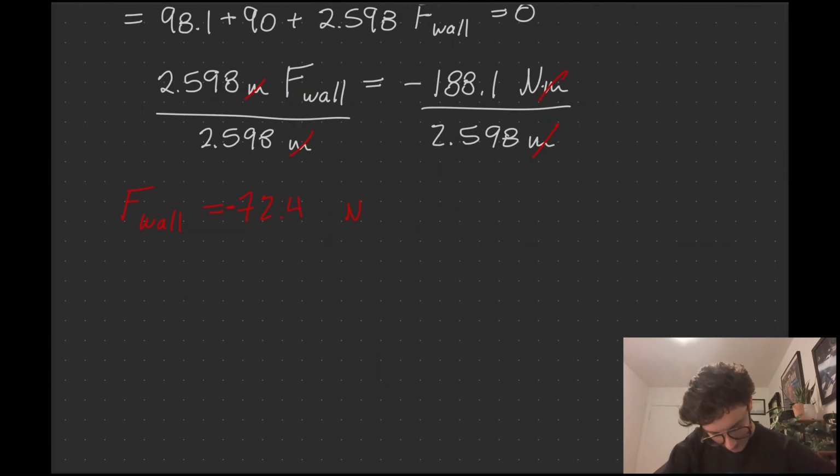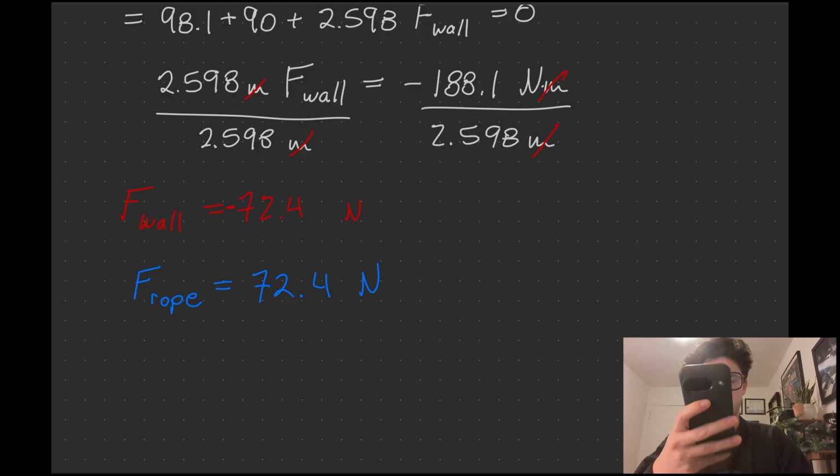So F rope is equal to, is it negative or positive? I guess they're pointing in opposite directions. Let me just say 72.4 newtons. Let me check if this is correct. 72.4. Okay, this is correct.